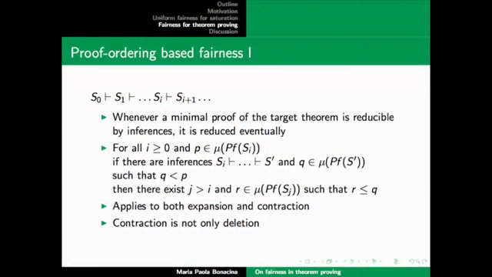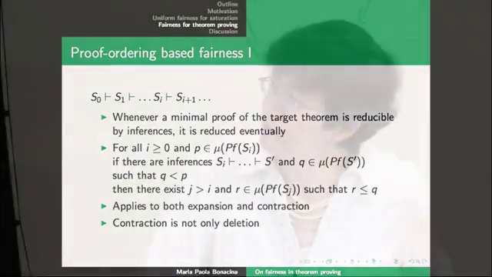Now, fairness at last. How can we define fairness based on proof orderings? So what is the intuition? We would like that when at a stage of a derivation, say Si, there exists a minimal proof of the target theorem, that is the specific theorem we would like to prove, not all the possible theorems in the theory, which is reducible by our inferences, by an expansion or contraction inference, then it will be reduced eventually.